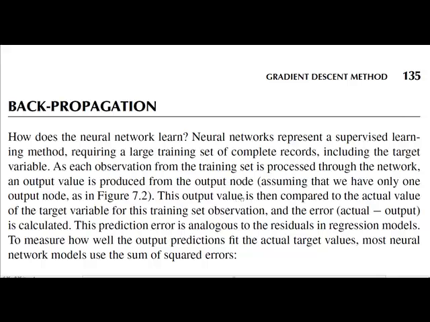So this output variable value is then compared to the actual value of the target variable for this training set observation, or for this particular person. And the error, what we predicted versus the actual income, is calculated. This prediction error is analogous to the residuals in regression models. To measure how well the output predictions fit the actual target values, most neural networks use the sum of squared errors.